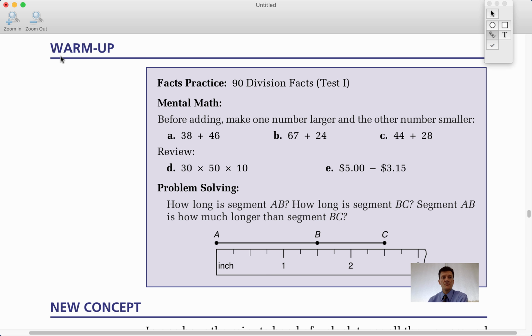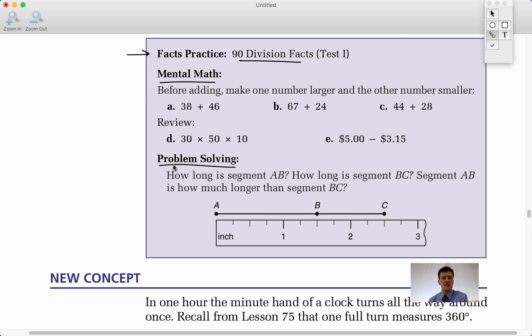As always, if you want to pause this video, if you haven't done the warm-up already, please take time to do that and review your division facts, do some mental math just to keep your brain focused on how you can do the operations of addition, subtraction, multiplication, division, and then solve this problem right here, and then come back and we'll continue with the lesson.